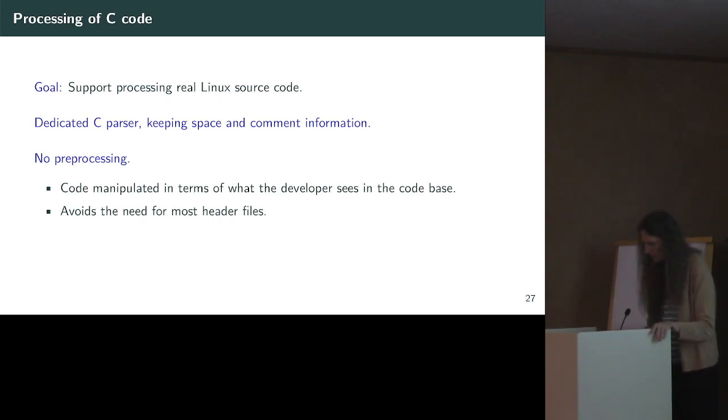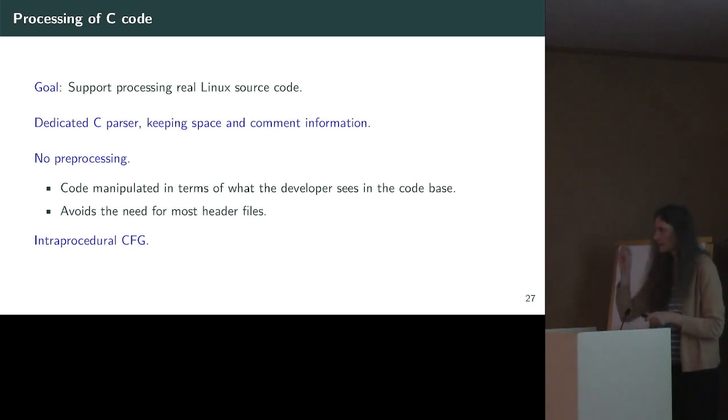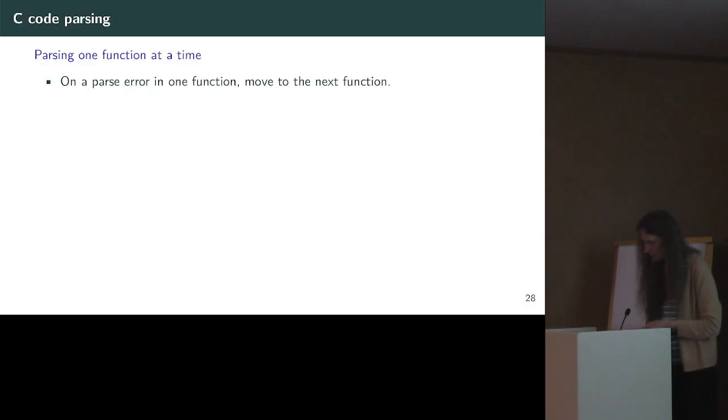But header files are huge. They often are difficult to parse, and so not including them is a huge performance benefit. And as I mentioned, we just work on one function at a time, so we make our control flow graphs just intra-procedurally. Basically, we have one node for each atomic thing, statement, whatever, in the control flow graph, and it describes how we go around ifs and how we go around loops and so on.